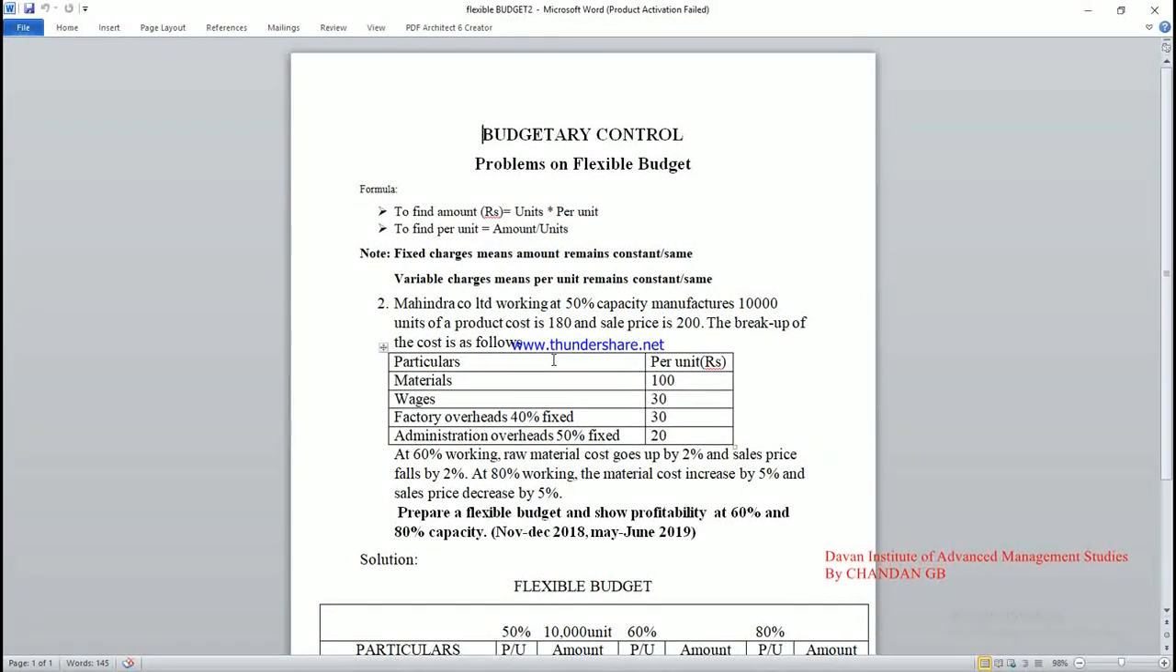The question is very simple. First check out the information, first check out the data. At 50% capacity, they have given the information: the manufacture is 10,000 units. You have to find out for 60% capacity along with 80% capacity also, with the following adjustments.